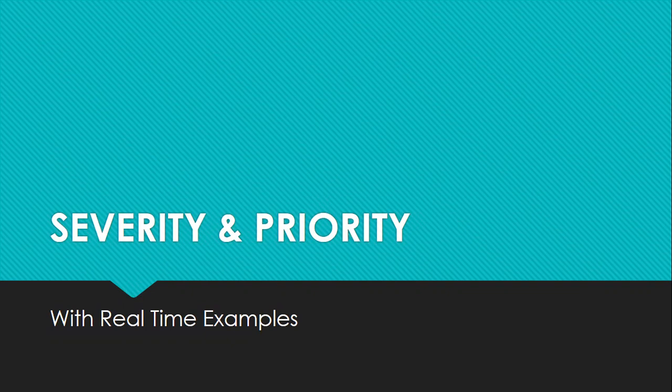The questions can be like, what is severity, what is priority, what is the difference between severity and priority, and then the interviewer might ask you to give some examples of high severity, low priority, or vice versa, right? So we would be looking at the real-time examples as well, so this would help you to clear the software testing interview.